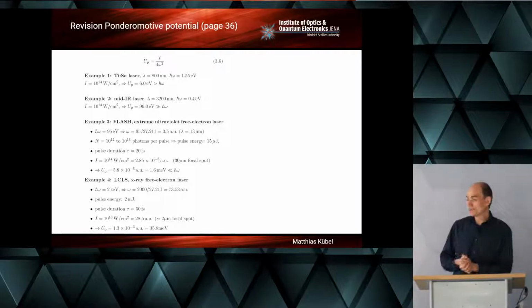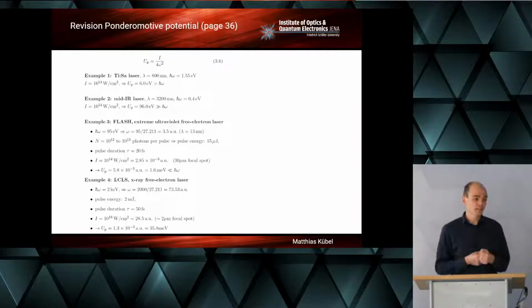The counterexample would be a free electron laser. So an extreme ultraviolet free electron laser, for example FLASH in Hamburg, which consists of a long linear accelerator followed by an undulator, and can produce intense radiation at, for example, 13 nanometer wavelength. The photon energy is here something like 90 eV. And we can calculate easily that the ponderomotive energy is only 1.6 milli-electron volts. So in that case, this oscillatory motion of the electron is obviously negligible compared to the photon energy.